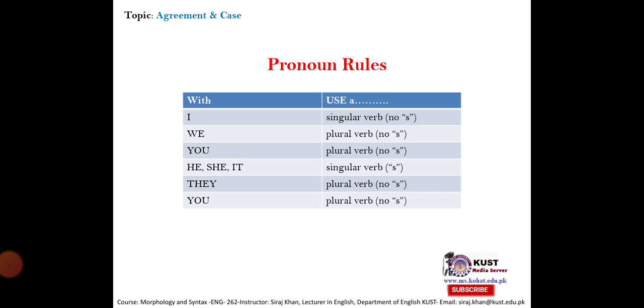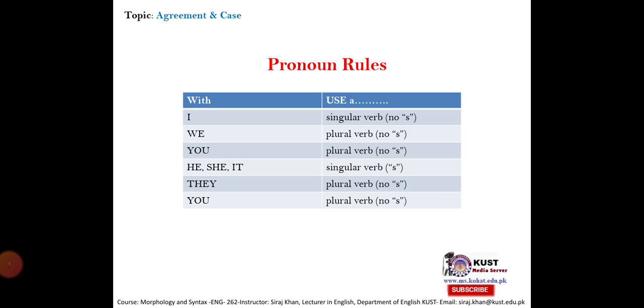We: plural verb with no S. And I always takes a verb without S. We speak English, they speak English. We eat mangoes, we go home, we play tennis. You always take a plural verb with no S. You speak English, you play tennis, you eat mangoes.